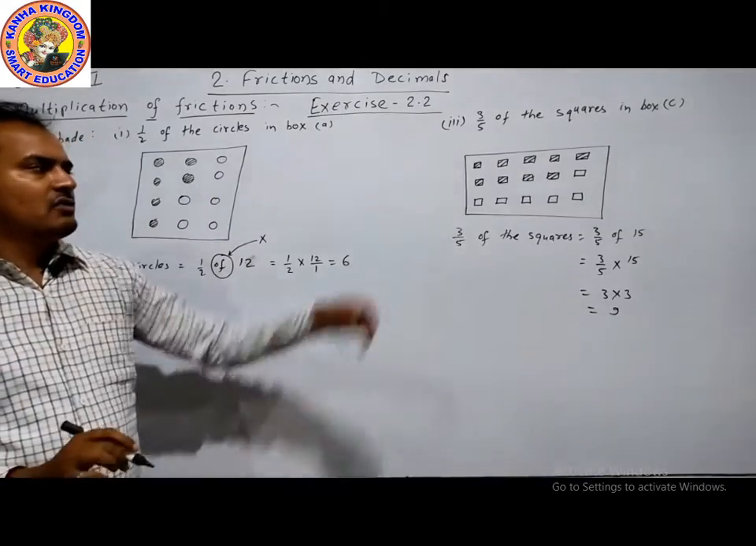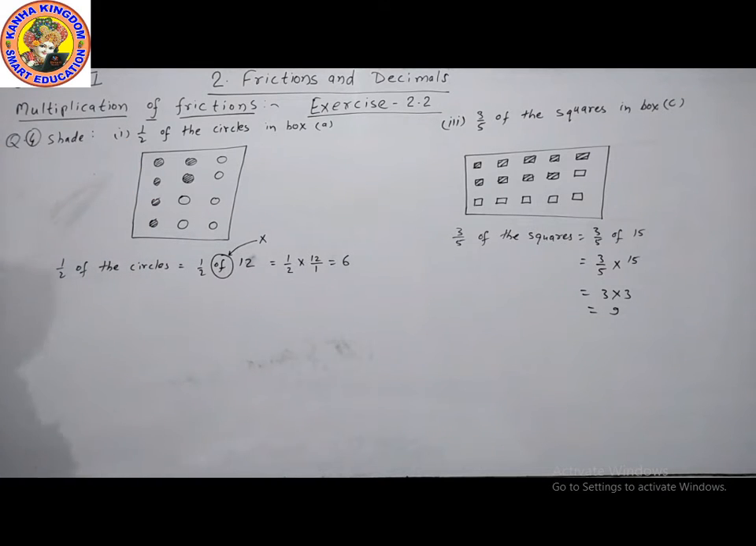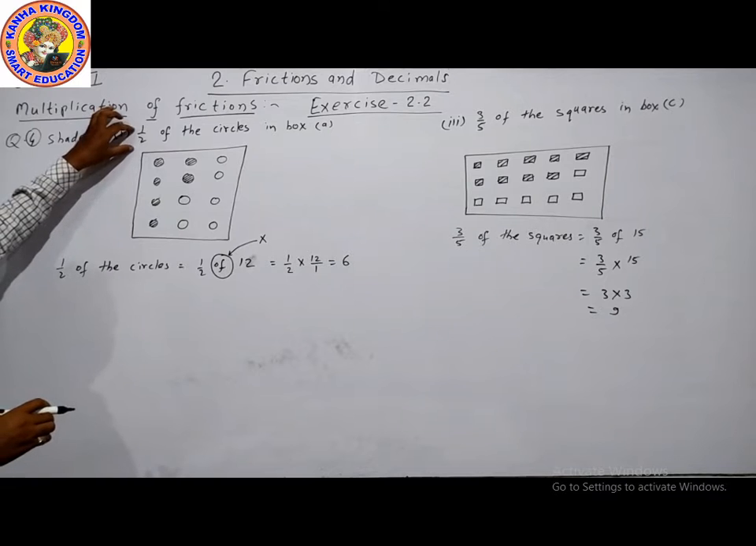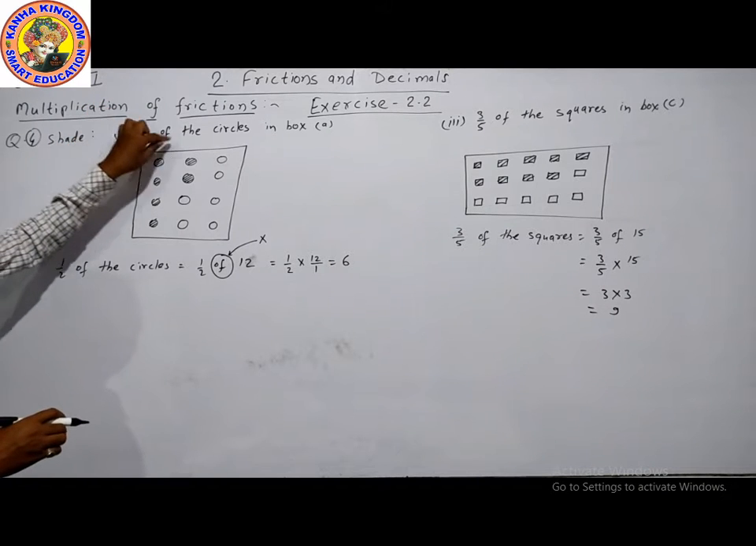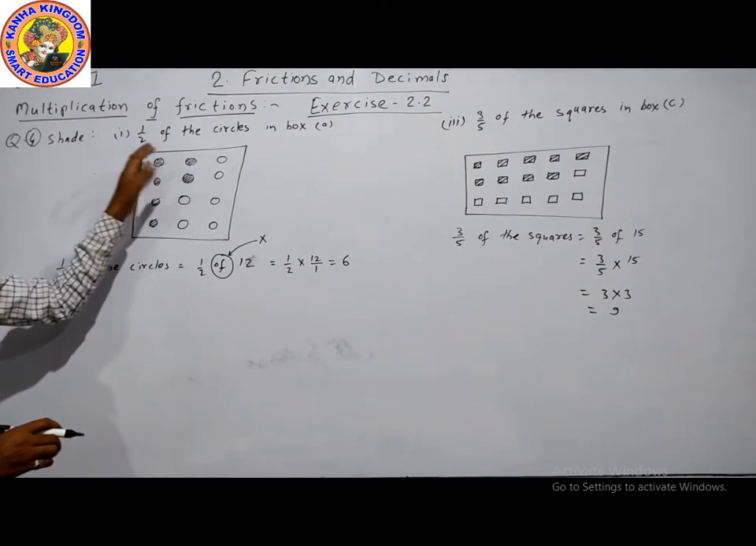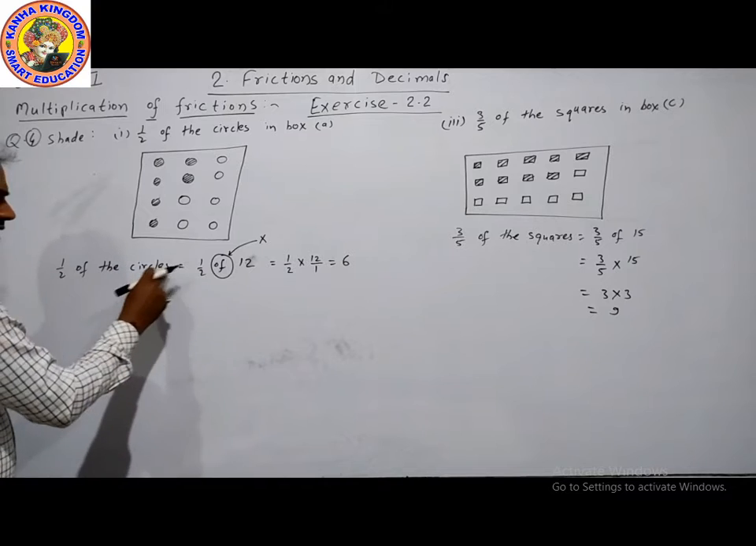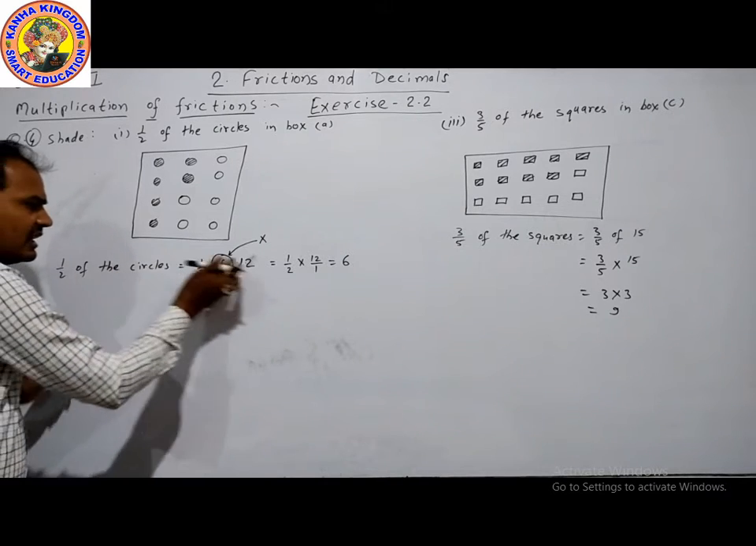Total 9 squares will be shaded. So students, let's read the question again. Half of the circles. How many circles? The circles total 12. So half of the circles, half of total circles, is 12.